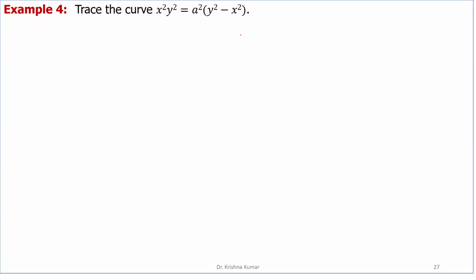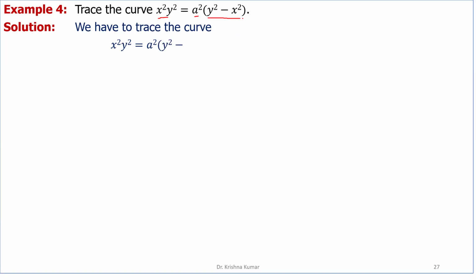Now, in this lecture, we want to trace the curve x² y² = a²(y² − x²). Let us just simplify it: x² y² = a² y² − a² x².